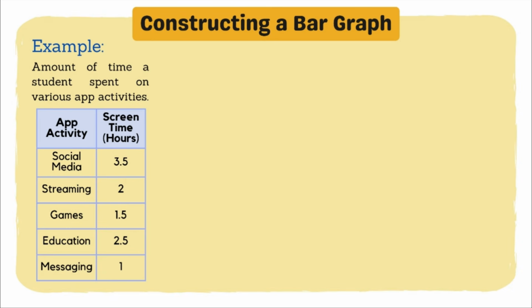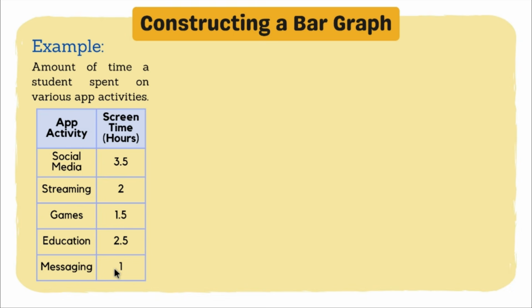Okay, so let's try to construct a bar graph using this example. We have here the situation, the data on the amount of time a student spent on various app activities in a day. So meron na po tayo ditong frequency distribution table. The first column is the category or the app activities here. And then the second column is the screen time or the frequency, which is the number of hours spent on the screen. So social media is 3.5 hours, streaming is 2, games is 1.5 hours, education 2.5, and messaging is 1 hour.